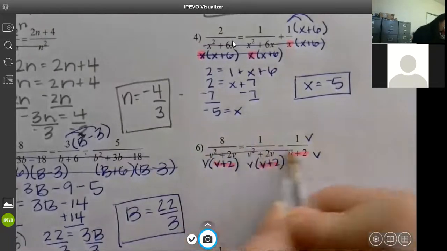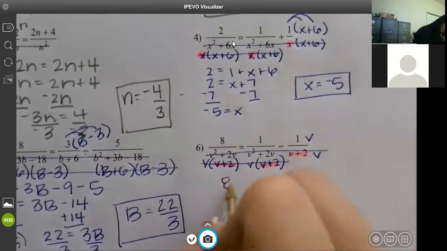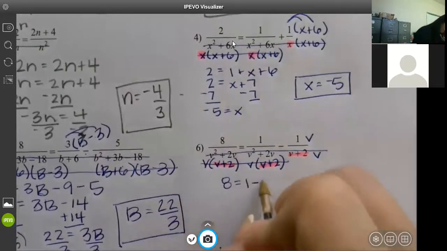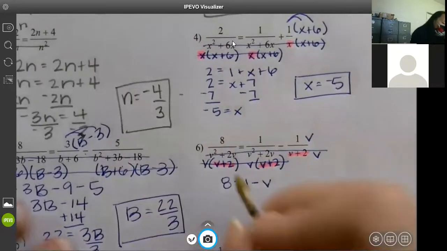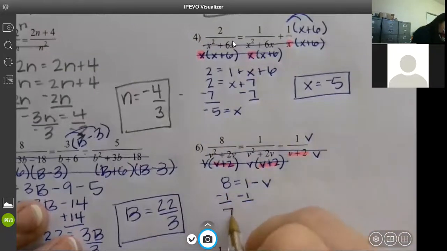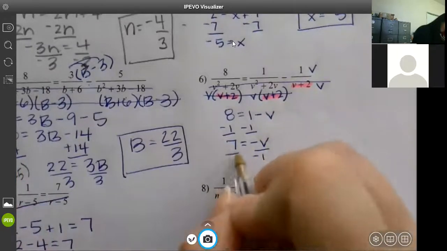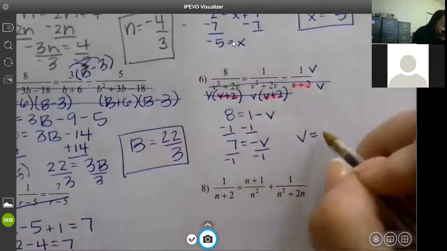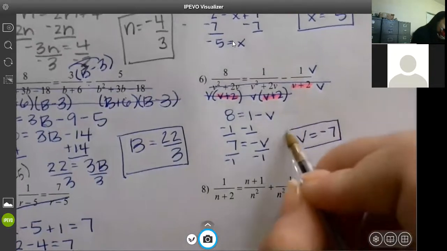Once you get your common denominator, you don't need them anymore. And you write the top down. 8 equals 1 minus 1v, or just v. We're going to solve, subtract 1. We get 7 equals negative v. We can't have negative v, so we're going to divide by negative 1. And we get v equals negative 7. No matter where I plug it in, it's not going to give me a 0.